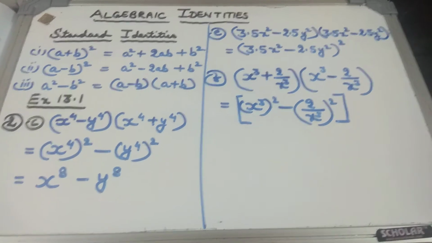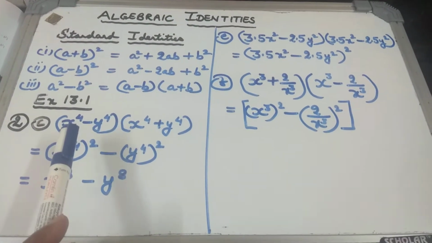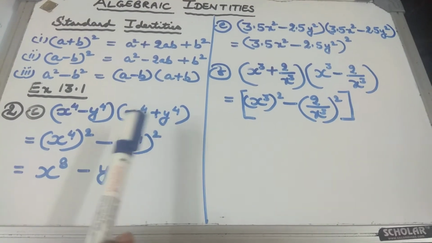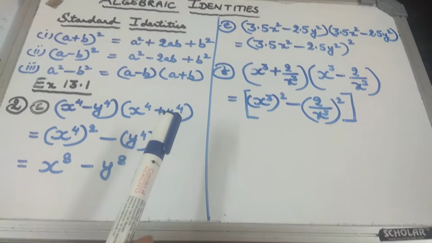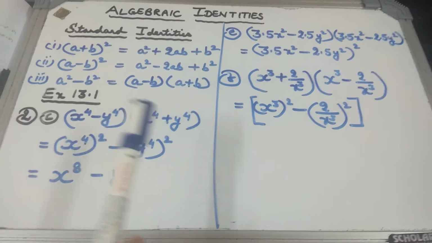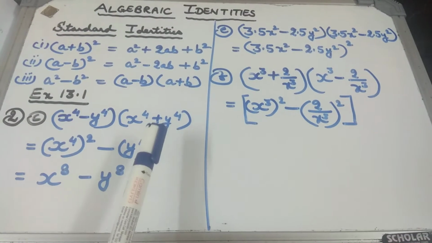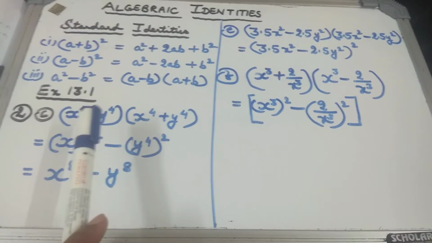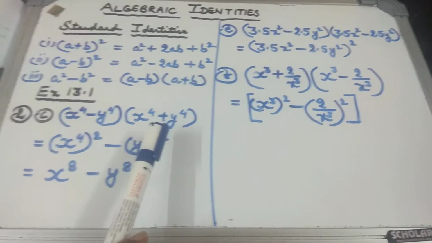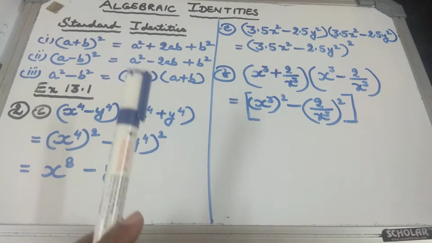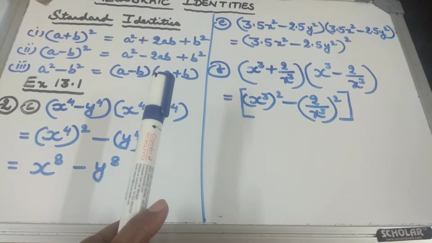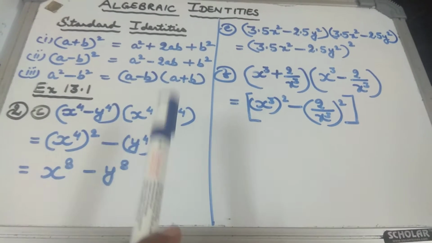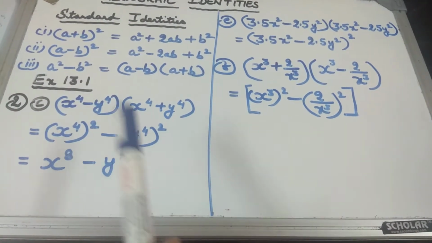Now the question says x to the power 4 minus y to the power 4 into x to the power 4 plus y to the power 4. Now looking at the question, it must strike to you that both the brackets are having only the change of sign. One is having minus, one is having plus. Hence the formula to be used is this one. See the right hand side of the formula, compare it here, you will get the left hand side required.